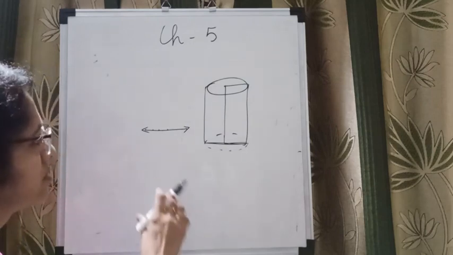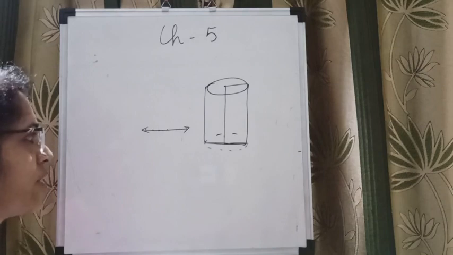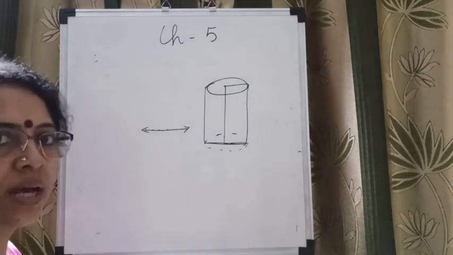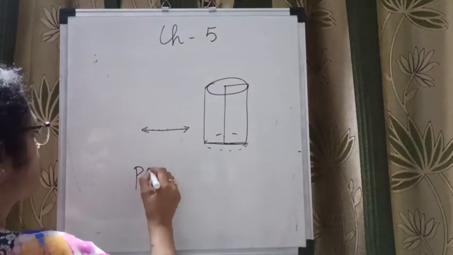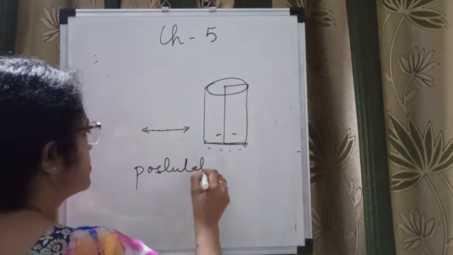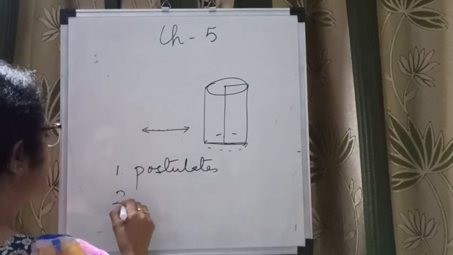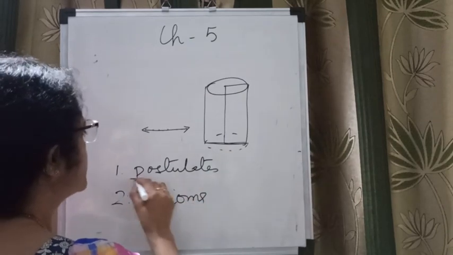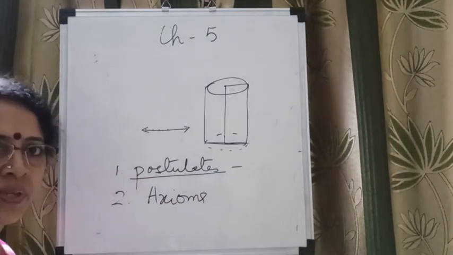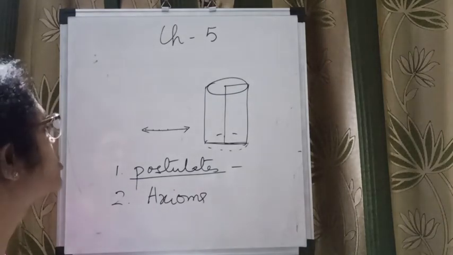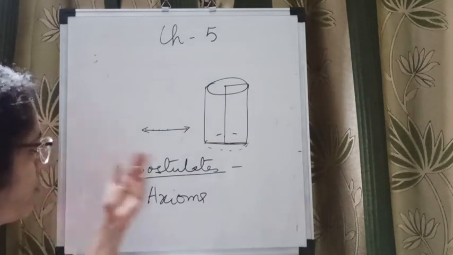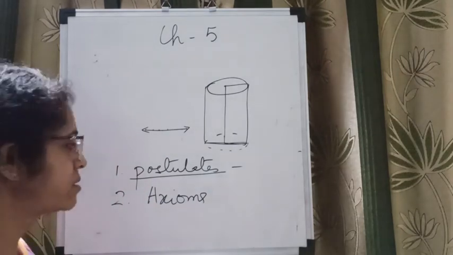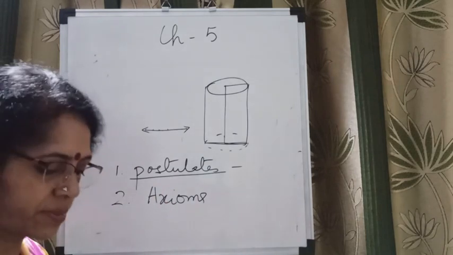Then after talking about all these things, Euclid also gave us two different terms, that is postulates and axioms. Now postulates you will find only in geometry. These are statements which may or may not have proof to an extent. Axioms are not restricted only to geometry. They can be used in all parts of mathematics.